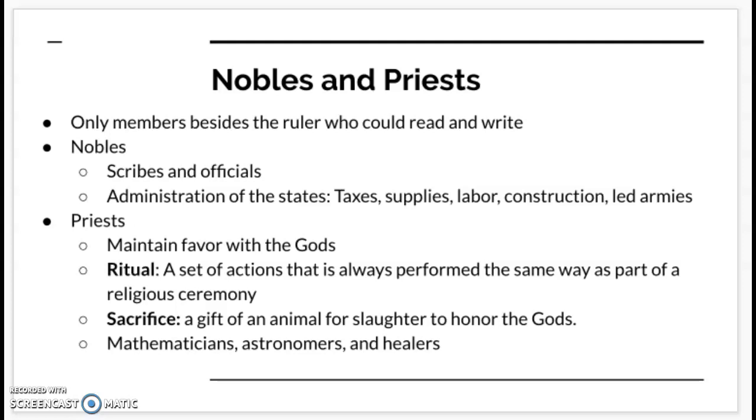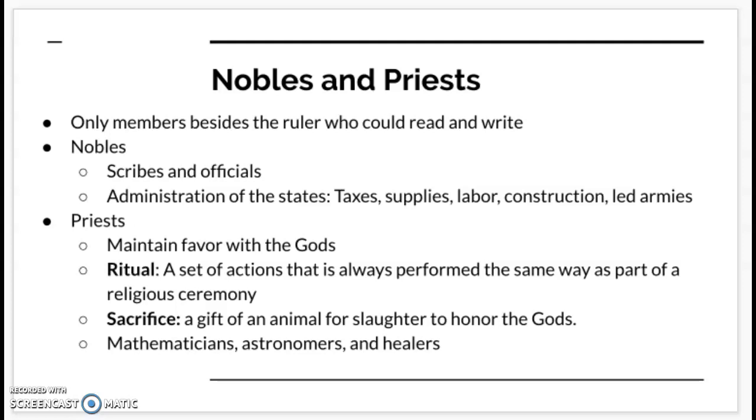And then the other people who were very big in the Maya society were priests. So it was the priest's job to maintain favor with the gods. So in all of these ancient Mesoamerican civilizations we're going to talk about, they all worship many gods. So priests, they would have a ritual. So this was a set of actions that is always performed the same way as a part of a religious ceremony. And they would also do sacrifices.